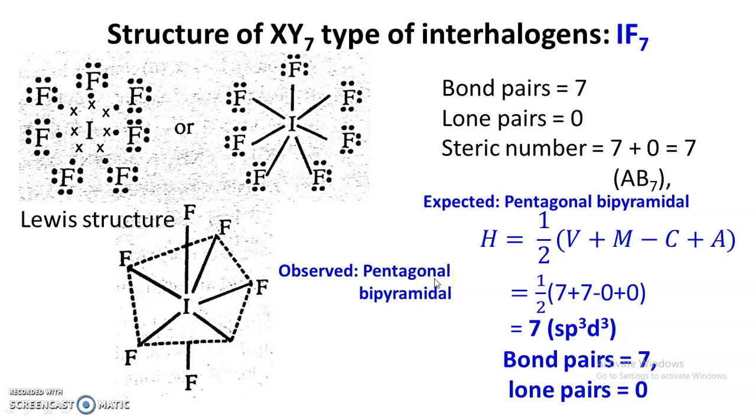So in this way, in this video we discussed the structures of different interhalogen compounds, and here we completed the chemistry of group 17 elements.